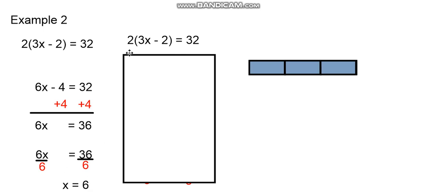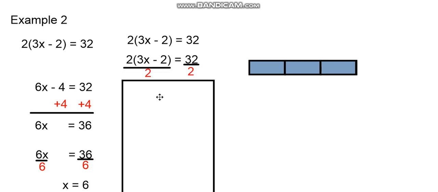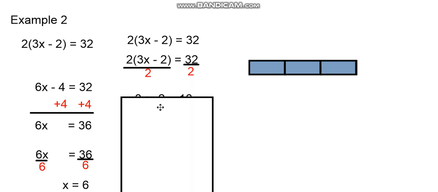Let's do it the other way. So exactly the same equation. But this time I'm going to start by not multiplying out, but dividing both sides by 2. So I can divide by 2 to get rid of this 2, but to balance I must do it to both sides. So here we have divide by 2 on here, divide by 2 on here, which means on this side I'd be left with 3x minus 2. And on this side 32 divided by 2 is 16.